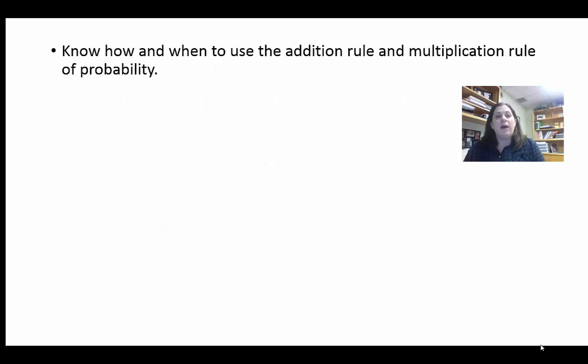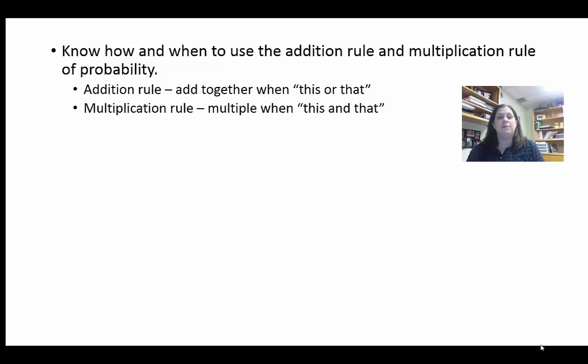Okay, now, know how and when to use the addition rule and the multiplication rule of probability. Now, I told you these 2 concepts. With the addition rule, you're going to add them together. This is a this or that type of scenario. So they're looking at, okay, what are the chances that it might be this or this other trait? When you do this, you're going to add them together. Remember, these are fractions. So if I did 1/4 plus 1/4, that equals 2/4 or 1/2.